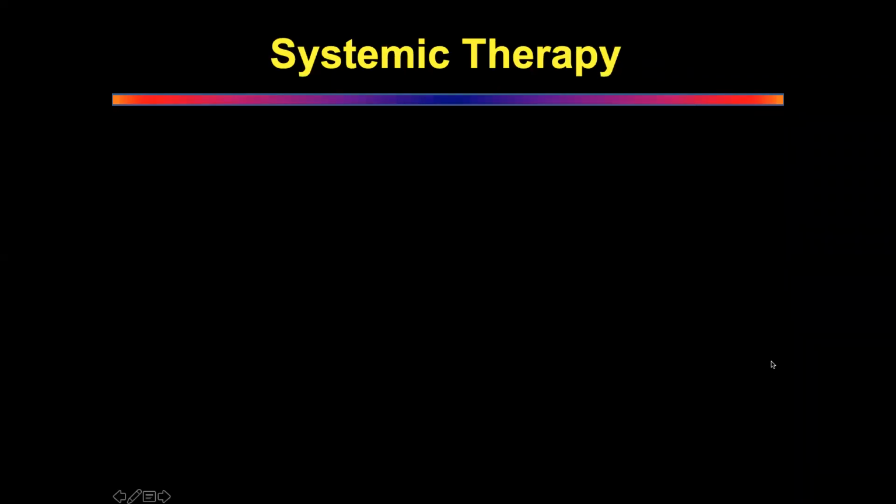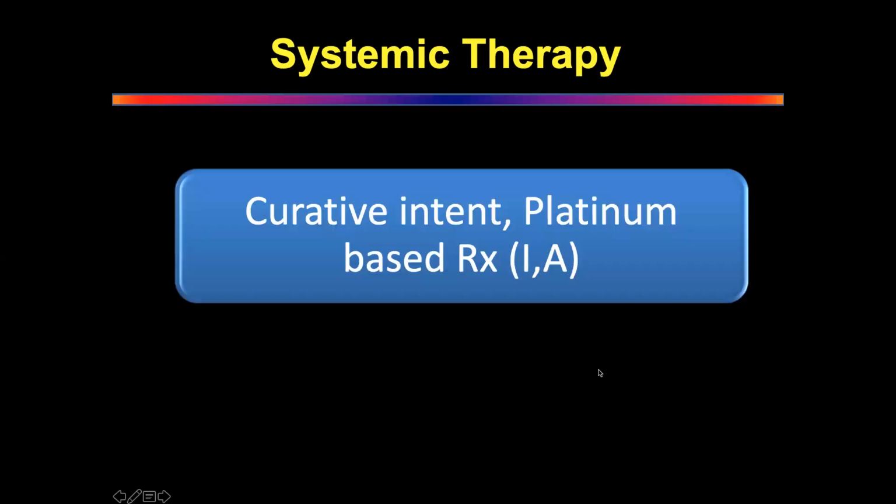Now let's talk about systemic therapy. You must know this when you are going in for exams. What is the recommended systemic therapy? Chemotherapy. I don't want details, I just want to know the recommended one. Platinum-based chemotherapy with a vinca alkaloid. Always in the exam, the answer to give is platinum-based chemotherapy. Level of evidence 1, recommendation A.